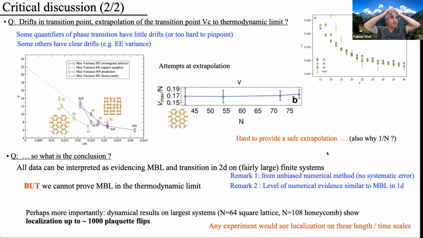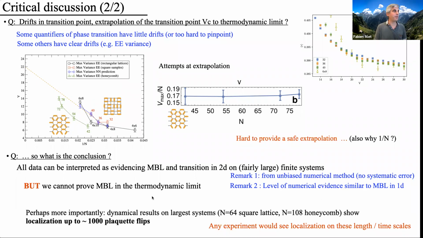And finally, what is my conclusion? My conclusion is, from my experience of numerics, that all data can be interpreted as evidencing an MBL transition in 2D on fairly large system size. There is no systematic error in the numerics, apart from finite size effects. There's no bias towards entanglement, towards MBL, towards ETH. It's the same. The level of numerical evidence, if I look at the bare data, is very close to what I see in the 1D x-axis pinch. This is more or less the same type of signal. It's slightly closer to a transition point, which is perhaps closer to the MBL, but that's mostly the difference.